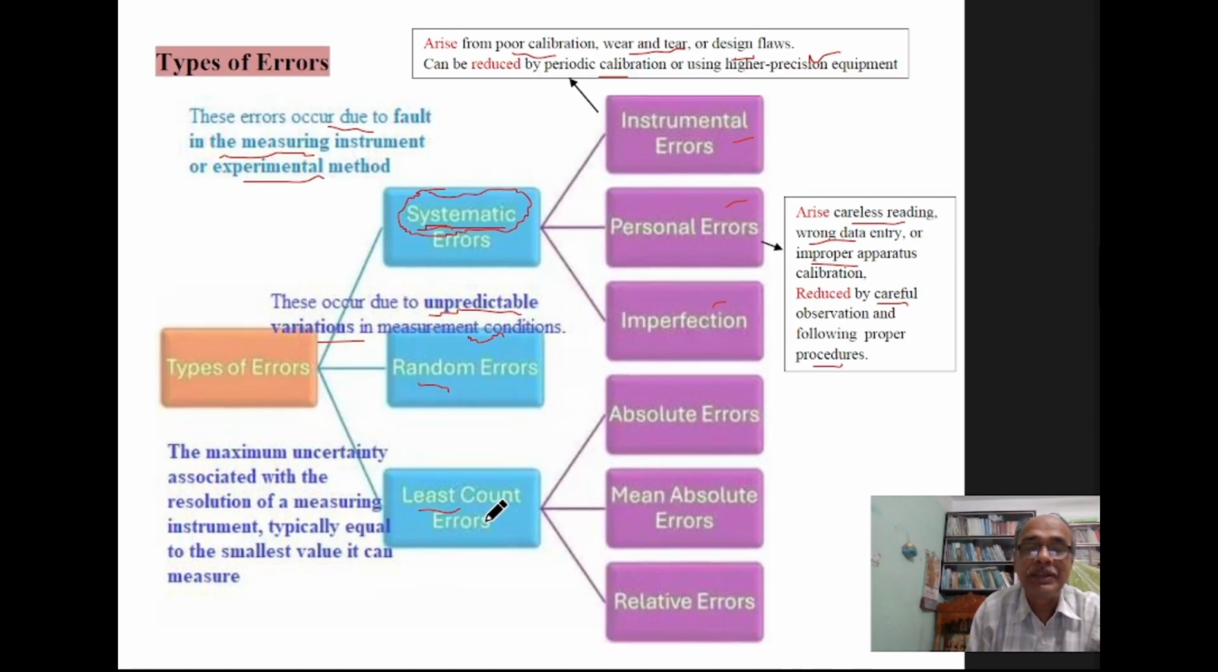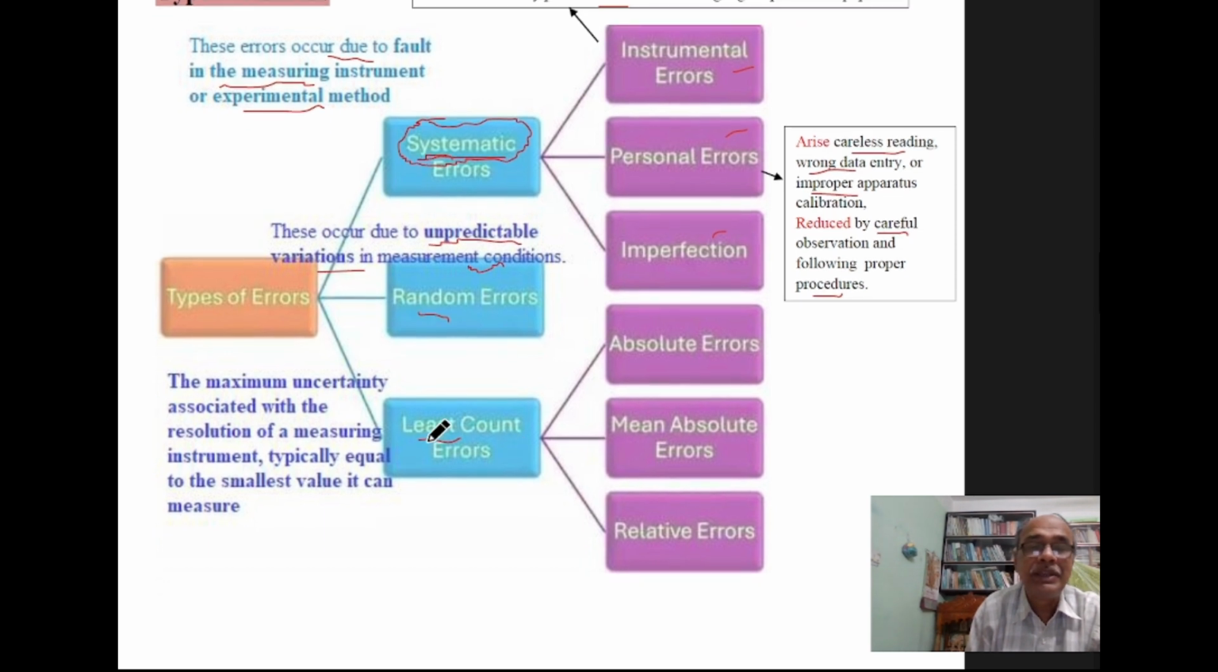And least count error. Least count error is the maximum uncertainty associated with the resolution of the measuring instrument, typically the smallest value that can be measured. Here it is classified into 3 types: absolute error, mean absolute error, and relative error.